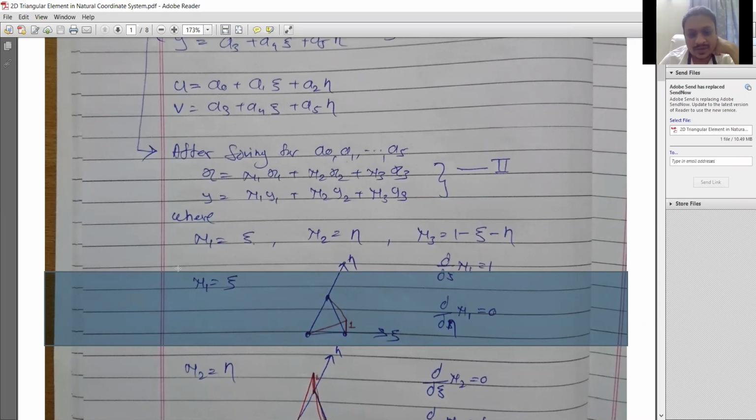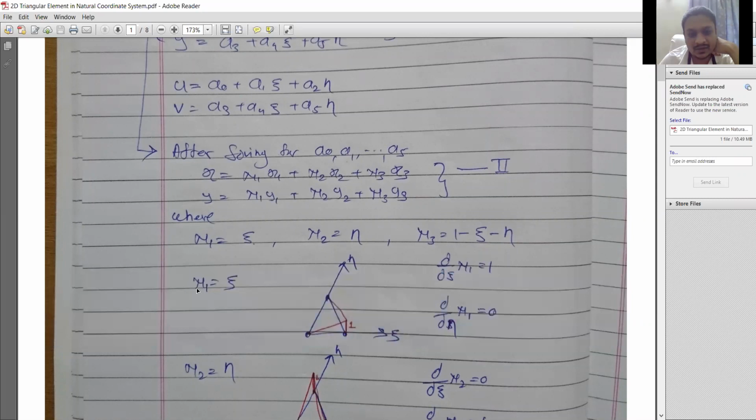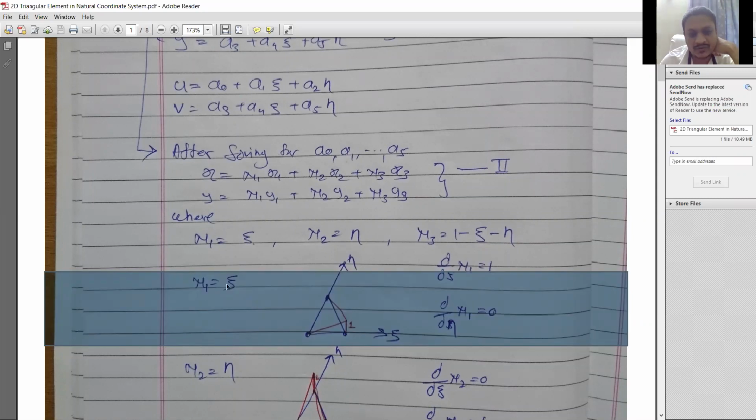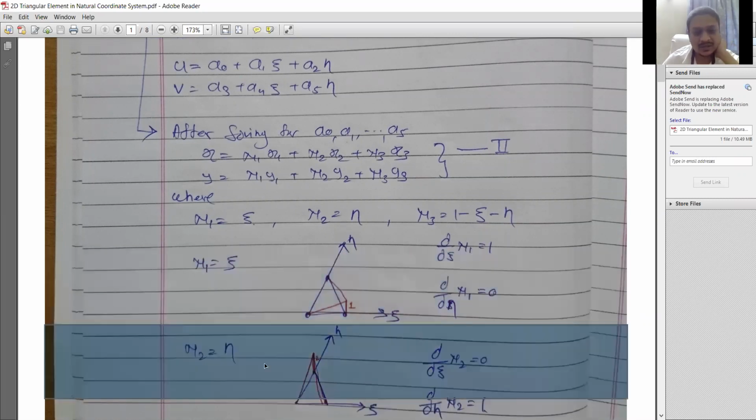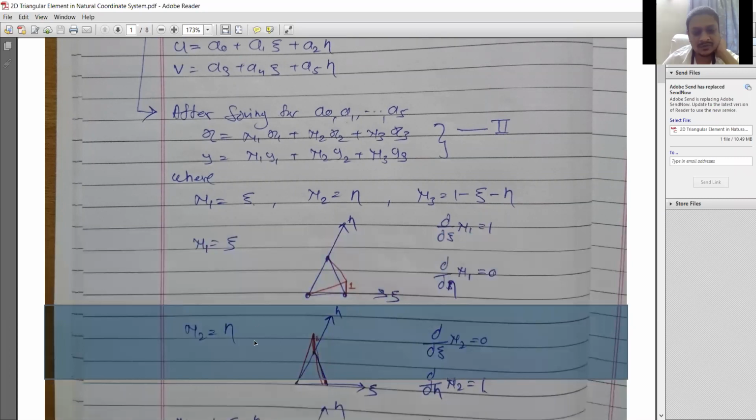Now we will be requiring the derivative of this N1 with xi as well as with eta. If you take the derivative of N1 with xi, you will get 1. But if you take the derivative of N1 with eta, it will always be 0.